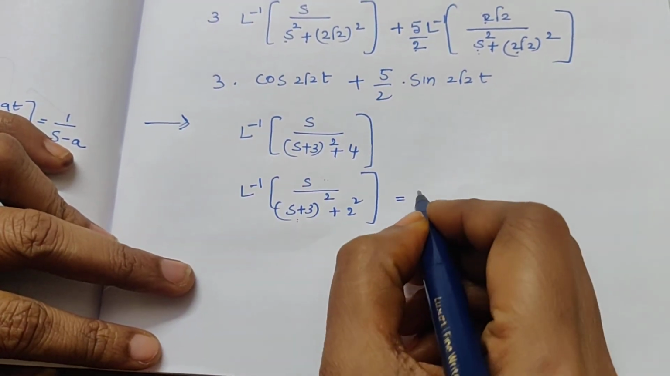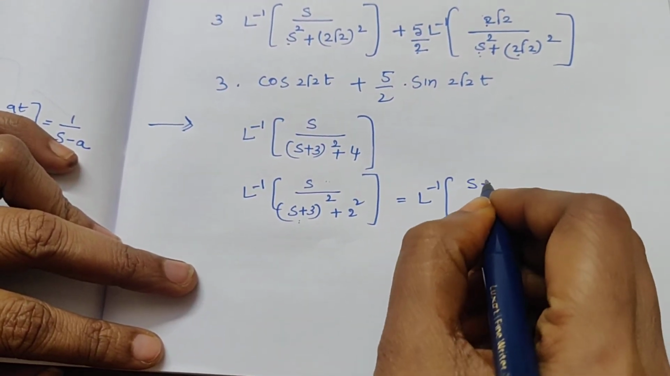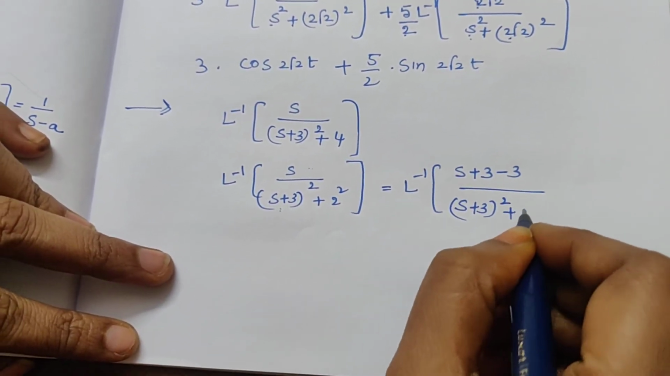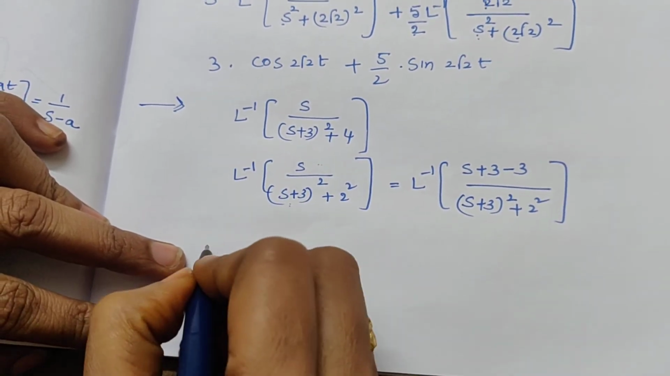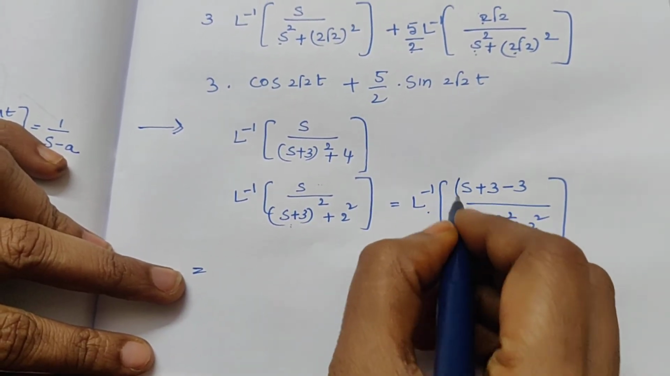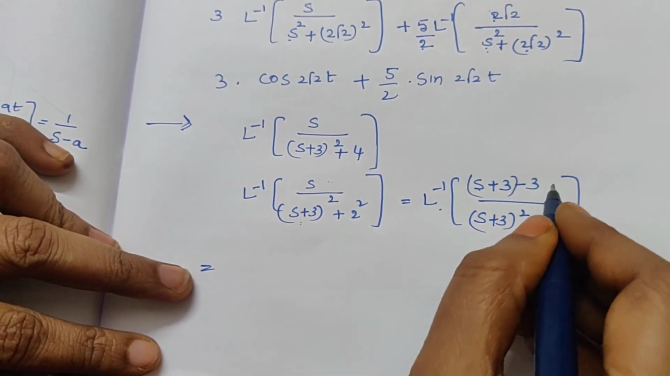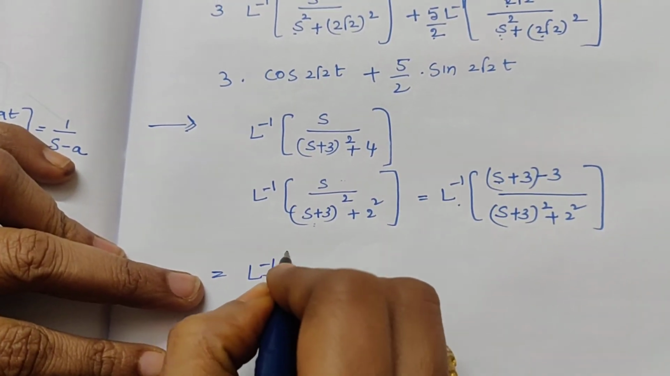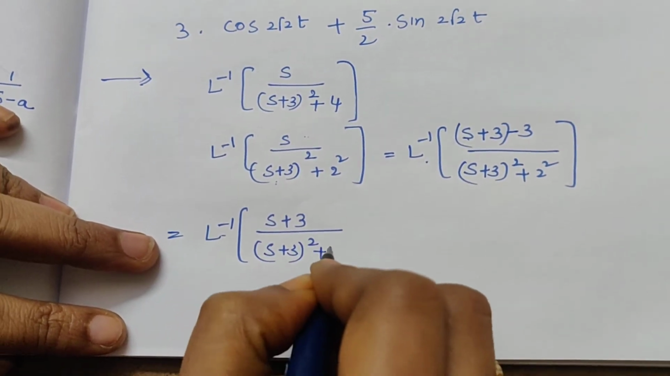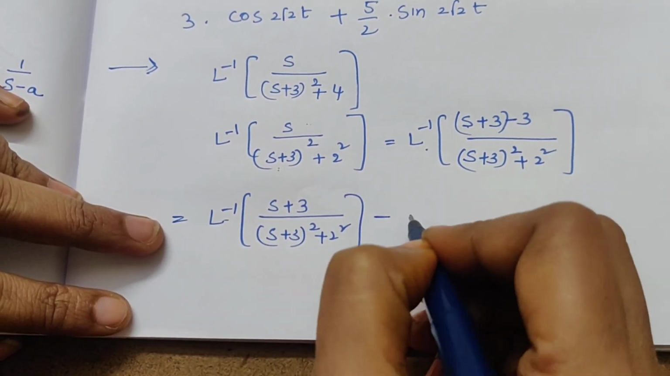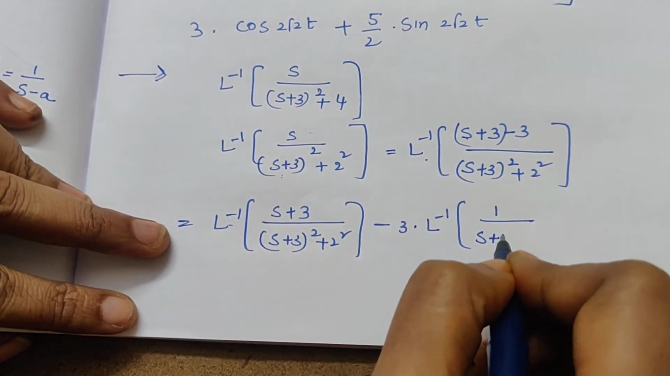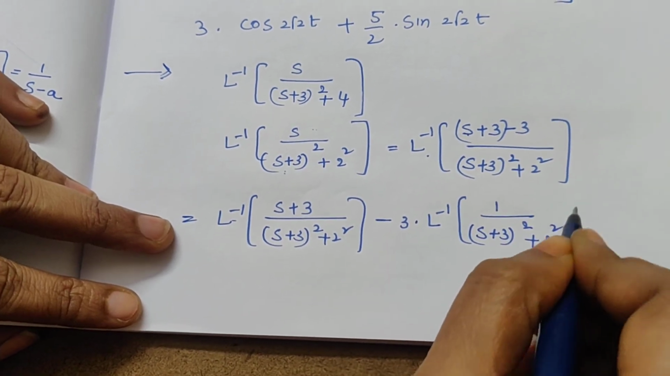So in the numerator try to obtain s plus 3. In order to get s plus 3, add 3 and subtract 3. Now apply linear property on this one. Write down s plus 3 as one term and minus 3 as the second term. So you will get L inverse of (s plus 3) by (s plus 3) whole square plus 2 square, next minus 3 into L inverse of 1 by (s plus 3) whole square plus 2 square.